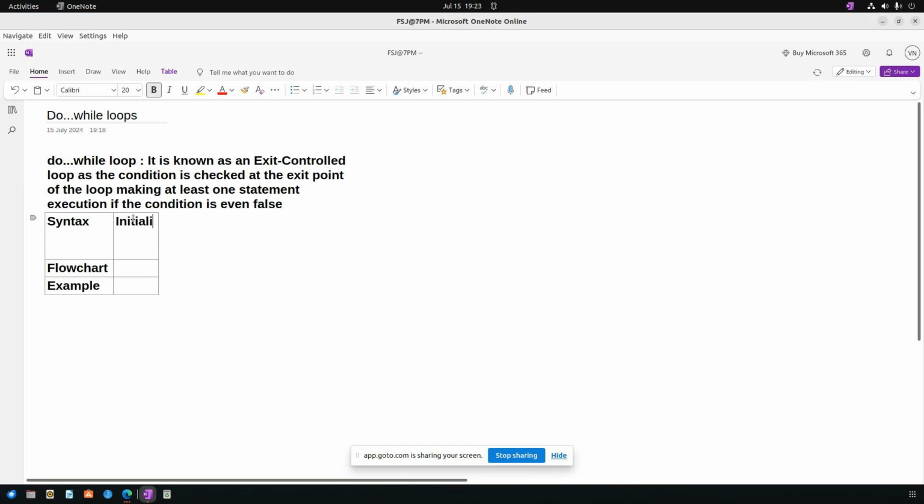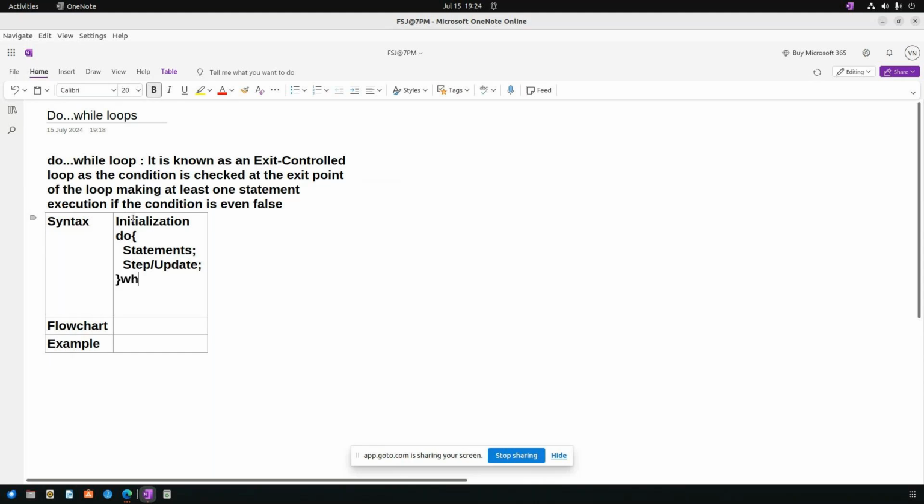The syntax is initialization. After initialization, we will use do. Under the do we will have the statements, and under that we may have the step or update. Then we will have while, and here we will have the condition. In that way you are looking at the syntax.